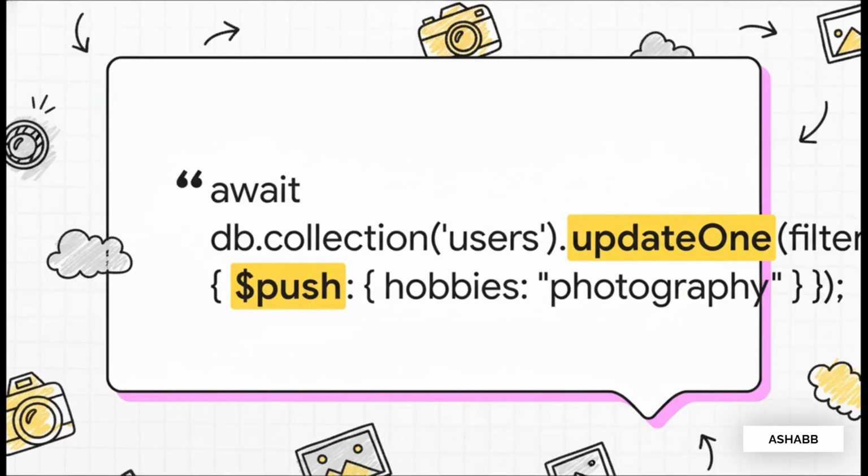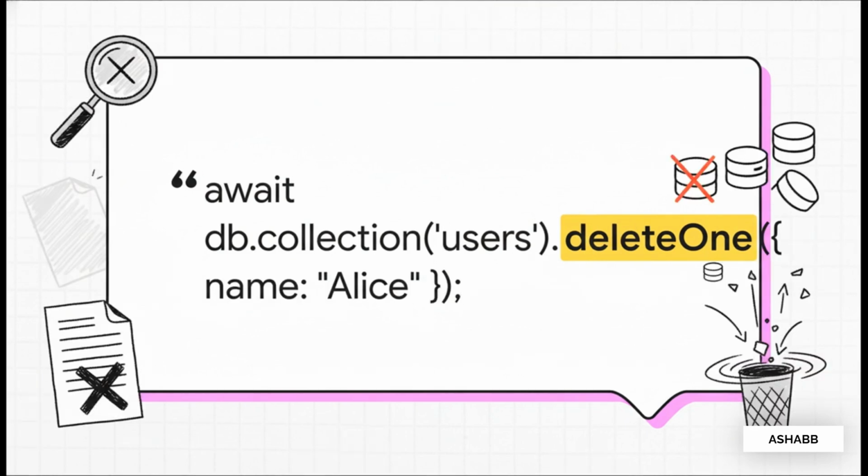So what if we need to change something? For updates, we use updateOne. But notice that special $push operator? This is so cool. It tells MongoDB, hey, don't replace the whole thing. Just add a new item, photography, to the hobbies list. It's like performing surgery. It's incredibly efficient. And finally, deleting. Just like when we were finding data, we use a filter to tell it exactly which document to get rid of. The delete one command finds the first document where the name is Alice and just poof, removes it from the collection.